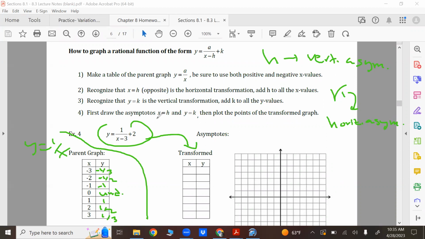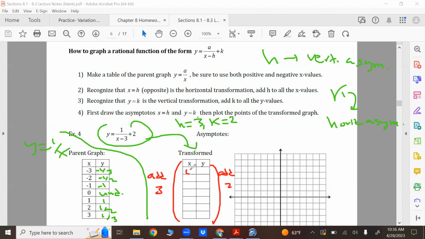Now let's look at the transformations. What's h and k here? H is 3. So always count. And k is what? 2. So what you're going to do, here you're going to add 3. Here you're going to add 2.